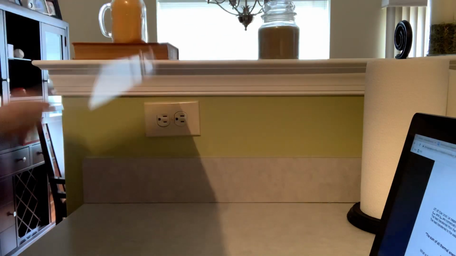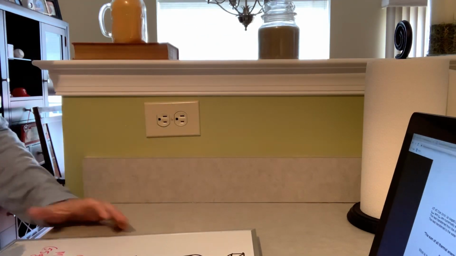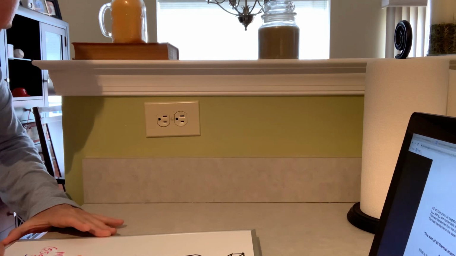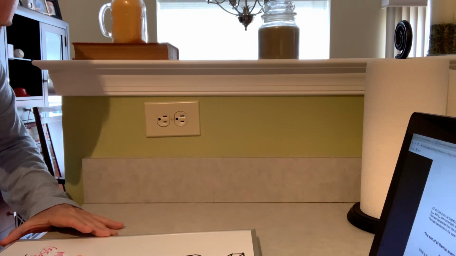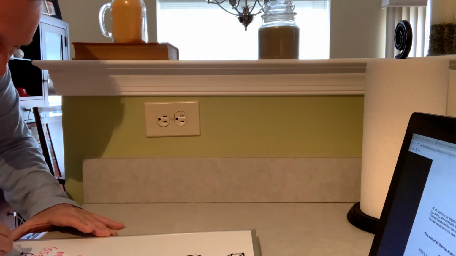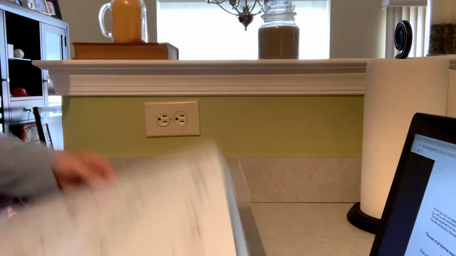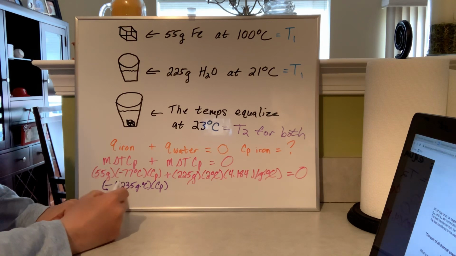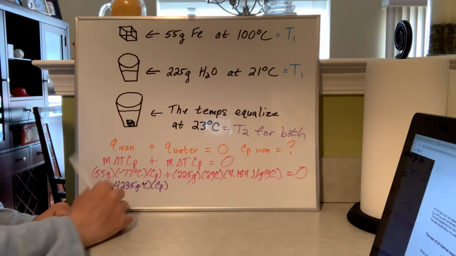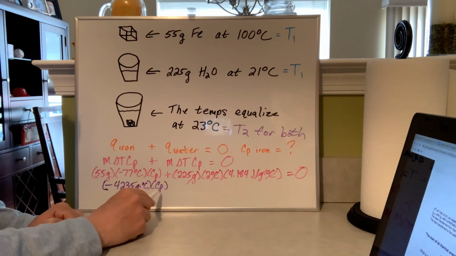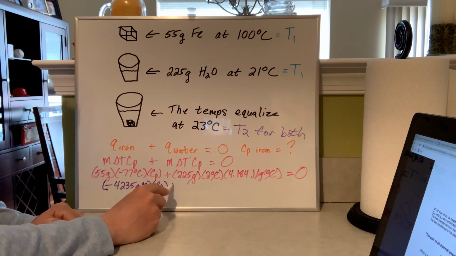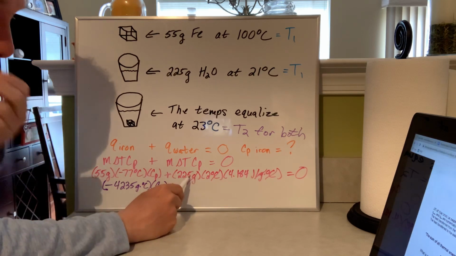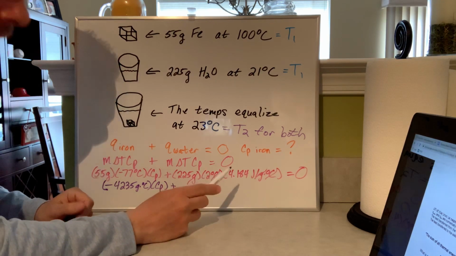All right, so 55 times negative 77 is negative 4,235. I'm going to call it grams times degrees Celsius. And we're going to multiply that by the CP, which we don't know. All right, so we got, ready? Here we go. 55 times negative 77 is negative 4,235 grams times Celsius times CP, which we don't know, plus. Now here, we're going to have 225 times 2 times 4.184.